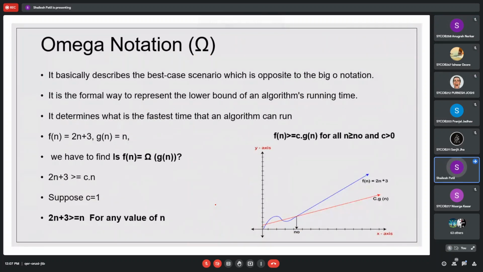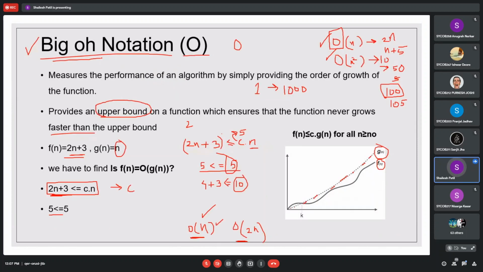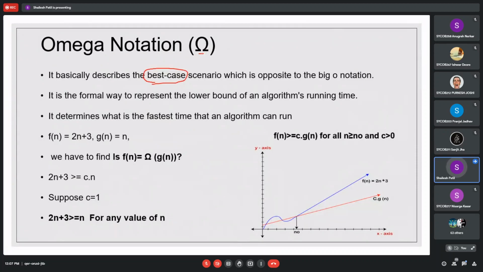The next notation is omega notation. It gives us the best case scenario. Probably in first year I may have called this the best case by mistake, but the best case is this omega notation. It describes the best case scenario, which is the opposite of big O notation. It is a formal way to represent the lower bound of the algorithm's running time. It determines the fastest time that the algorithm can achieve.